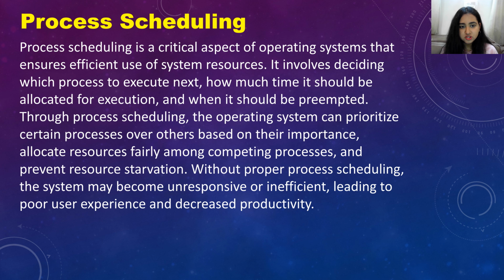Process scheduling. Process scheduling is a critical aspect of operating systems that ensures efficient use of system resources. It involves deciding which process to execute next, how much time it should be allocated for execution, and when it should be preempted. Through process scheduling, the operating system can prioritize certain processes over others based on their importance, allocate resources fairly among competing processes, and prevent resource starvation. Without proper process scheduling, the system may become unresponsive or inefficient, leading to poor user experience and decreased productivity.